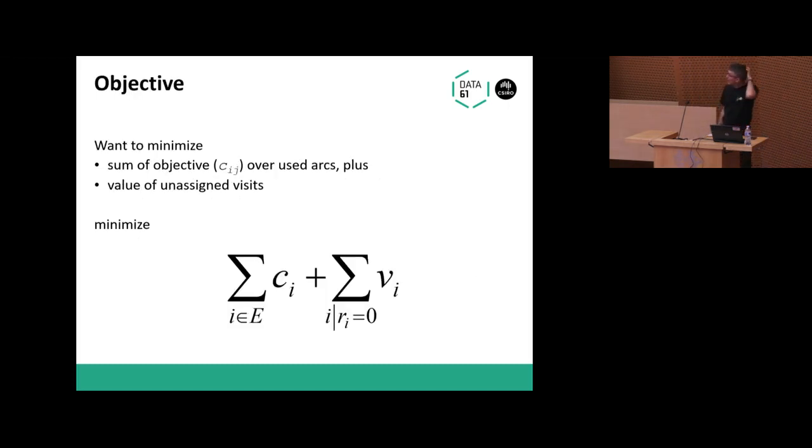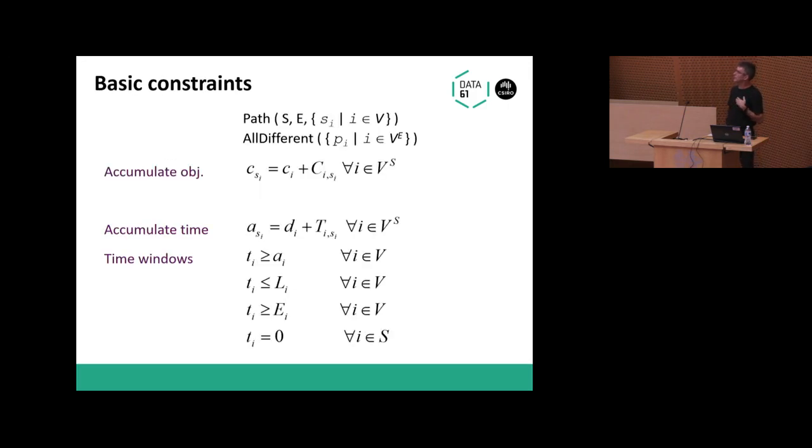Okay. Our objective that we're going to use in the CP is basically, I don't know why I've said I as an element of E. Anyway, it's the cost of getting from I to J, and then the value of the visits that we don't use. And if I really want to try and visit all my customers, then I'm just going to have VI really, really high, so that it makes sure that as many customers are visited as possible.